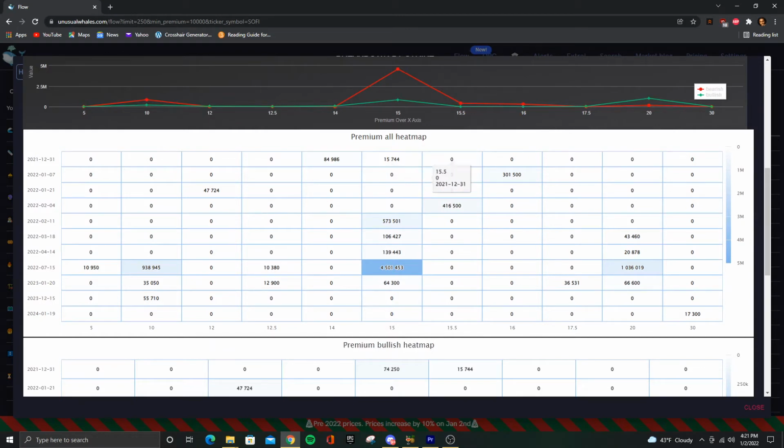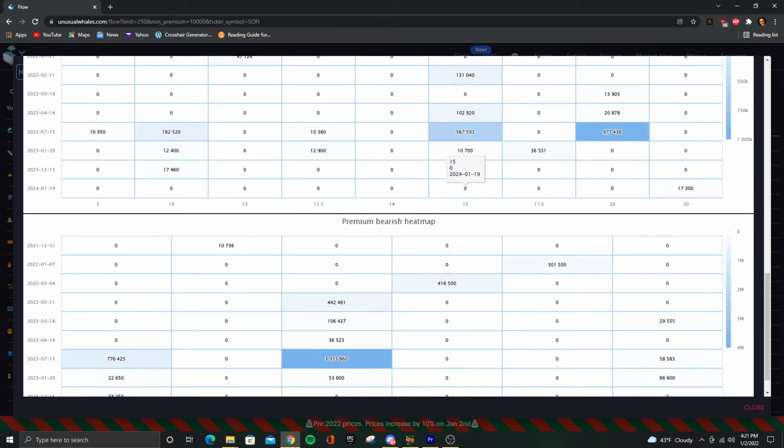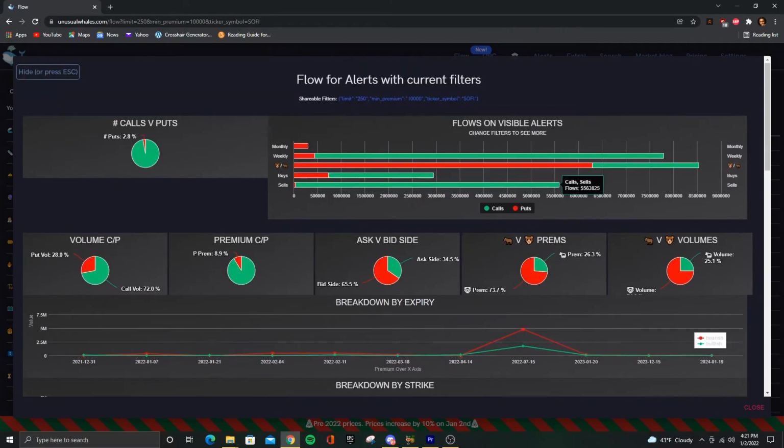Premium heat map. So this is bullish and bearish. This is just the bullish heat map. So you can hover over it. It gives you the amount and a specific date. So this is July 15th, 2022, and then premium bearish heat map. So this is very useful.